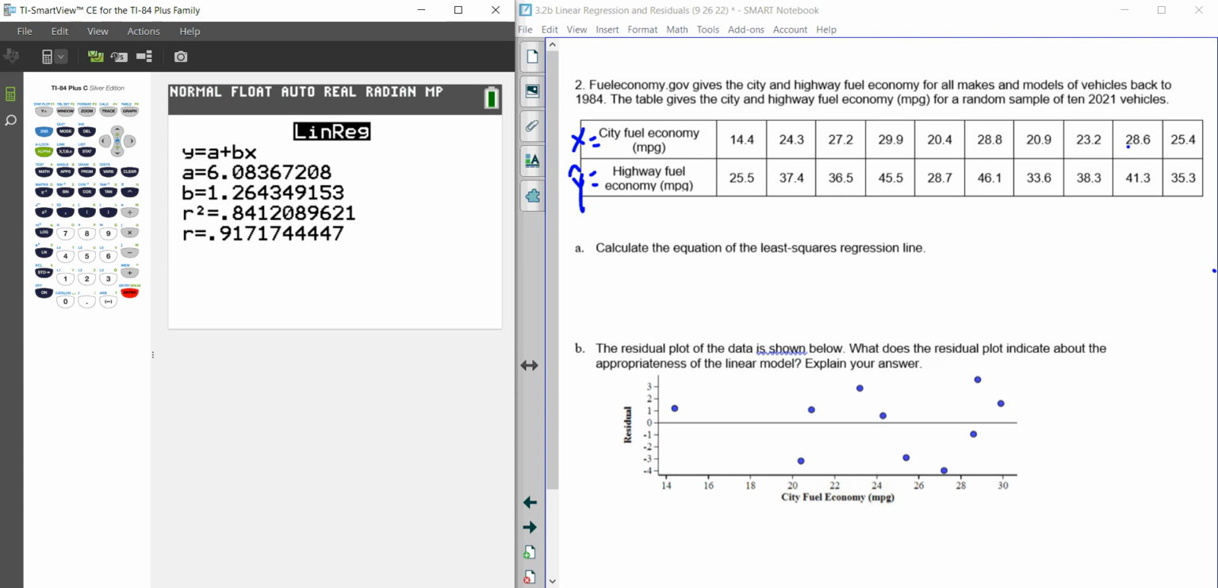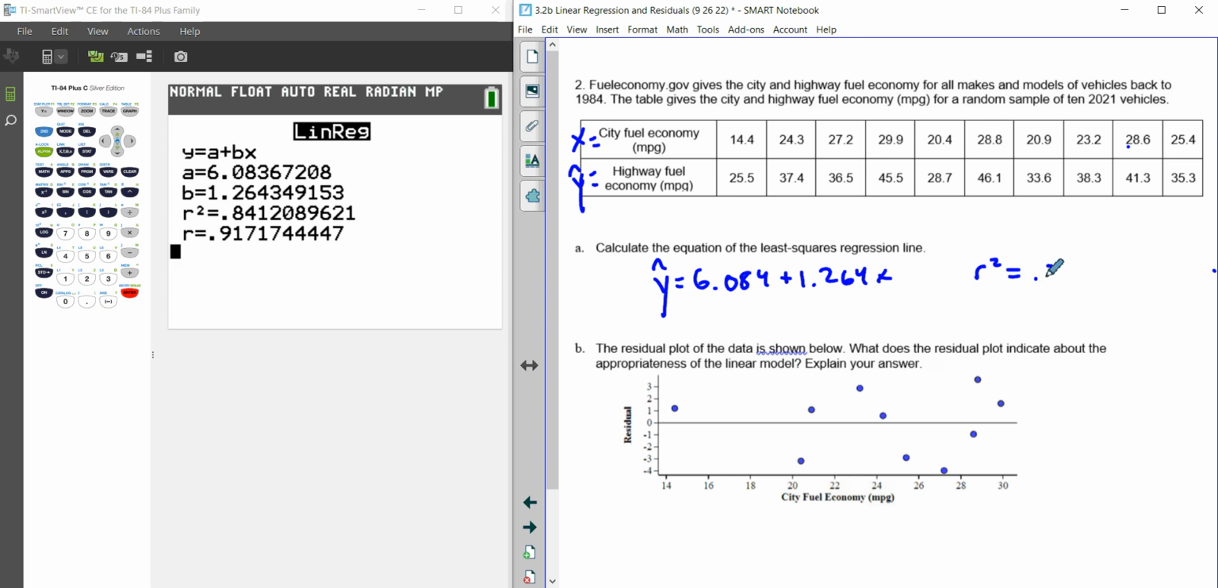In this problem, y hat is going to equal our y-intercept of 6.084 added to our slope of 1.264 x. We see an r squared value of 0.841 and an R value of 0.917. We can see that these are fairly close. And if you look at our data right here, we're going to see, is this appropriate?